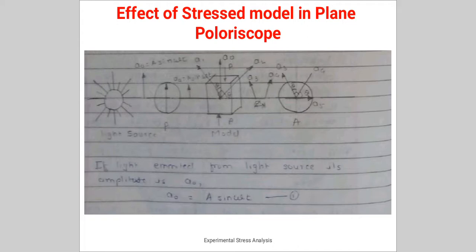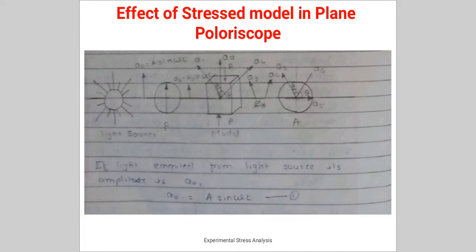If the model is in unloading condition, whatever single light rays are inserted into the model come out from the photoelastic model as they are, because the model is not subjected to loading. It becomes double refractive when the model is in loading condition. Now the model is subjected to diametrical compression, that means the load P is applied. Due to that load P, the light vector is divided into two vectors, that is, one is A1 and another is A2.